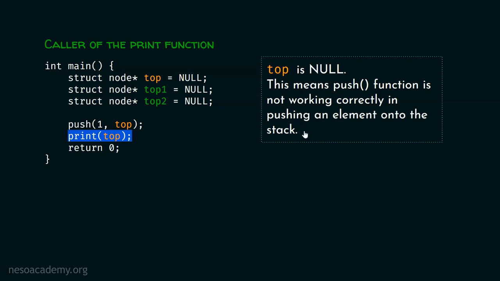What do we mean by top equal to null? You can see the top is initialized to null, which means that initially the stack is empty. After calling the push function, 1 must be inserted onto the stack, which means the stack is no more empty. And this means there must be at least one element on the stack. Therefore, top can never be null in this case. Hence, there must be some problem in this push function. Maybe this push function is not working correctly, and this might be the reason why we got stack underflow on the screen, right?